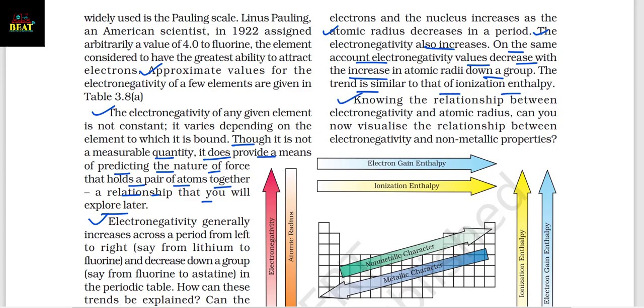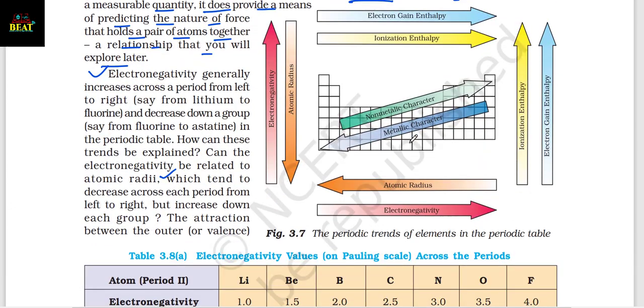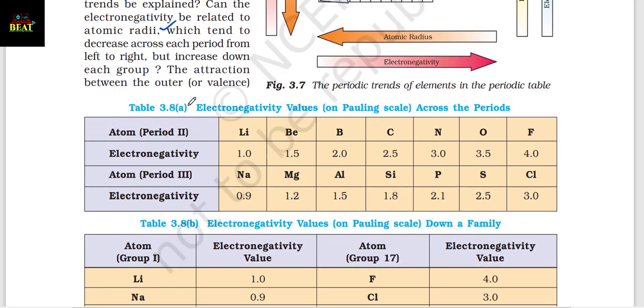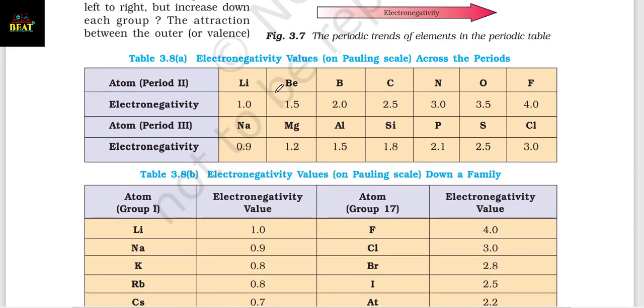Knowing the relationship between the electronegativity and atomic radius, can you now visualize the relationship between the electronegativity and non-metallic properties? See Figure 3.7, the periodic trends of elements in the periodic table. Then Table 3.8a, electronegativity values across the periods. Table 3.8b, electronegativity values on the Pauling scale down a family.